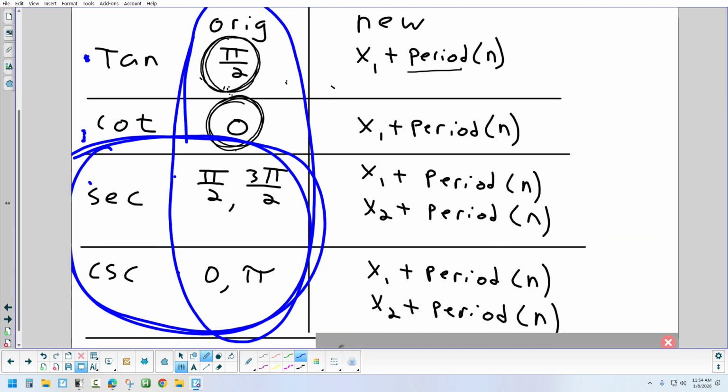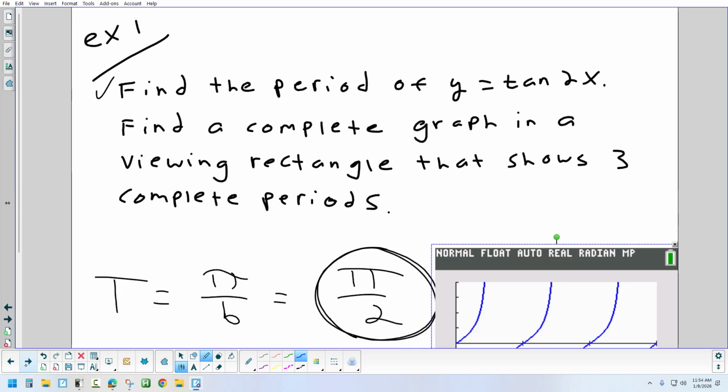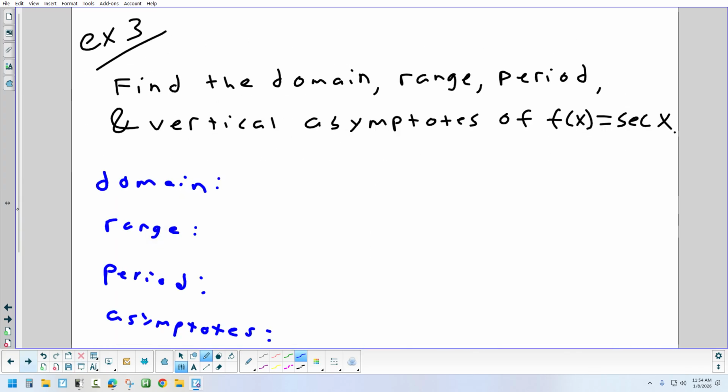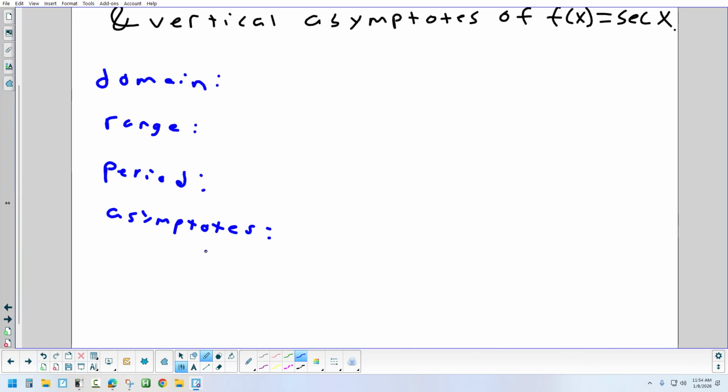And it says that secant has an asymptote at pi over 2 and 3 pi over 2. Those are the first 2. There's more, but those are the first 2. So let's write them down. So we have one at pi over 2. And what was the other one? 3 pi over 2.